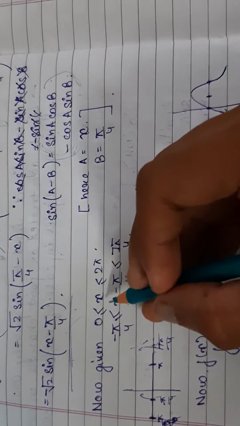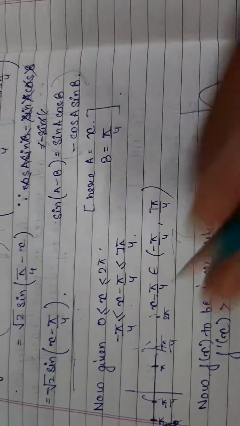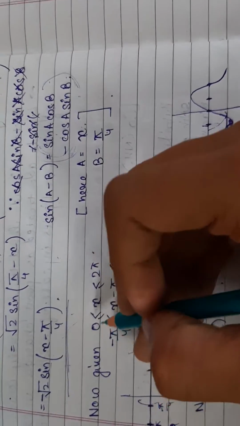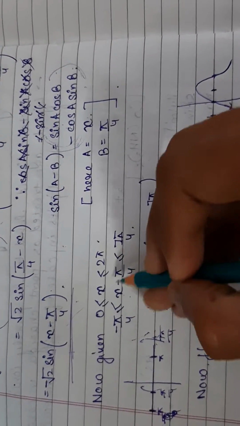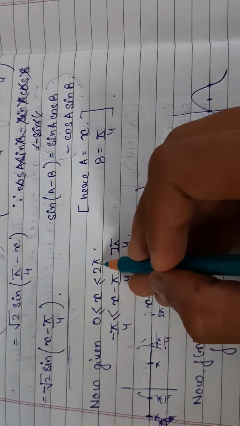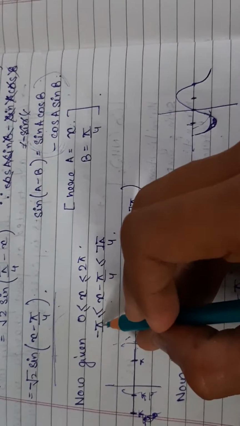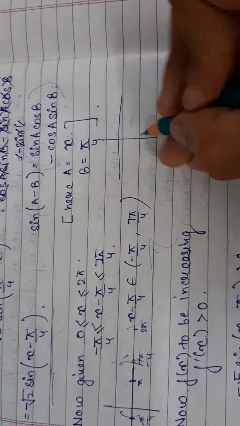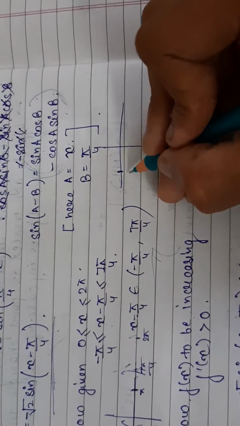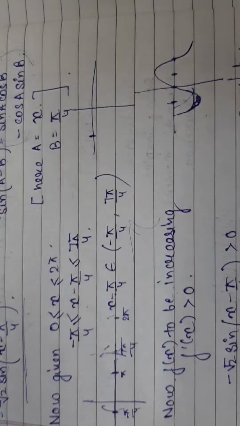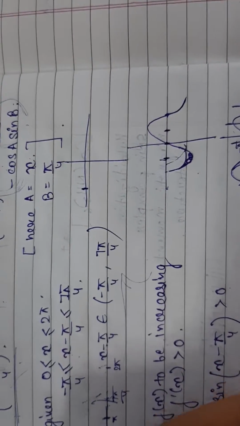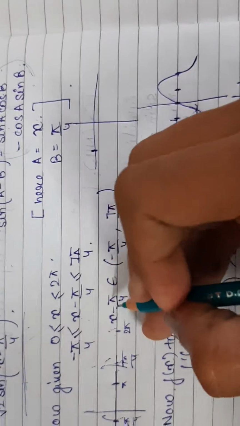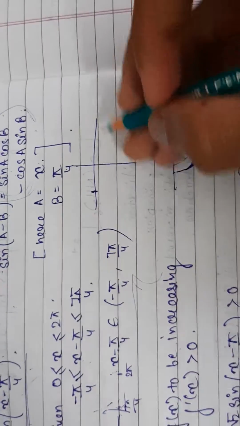Now it is given that x is between 0 to 2 pi. So if we have a look at the range in which x minus pi by 4 is ranging, subtract pi by 4 from both sides, so it will give us minus pi by 4 to 7 pi by 4. So if we have a look at the graph, x minus pi by 4 will range from minus pi by 4 to 7 pi by 4.